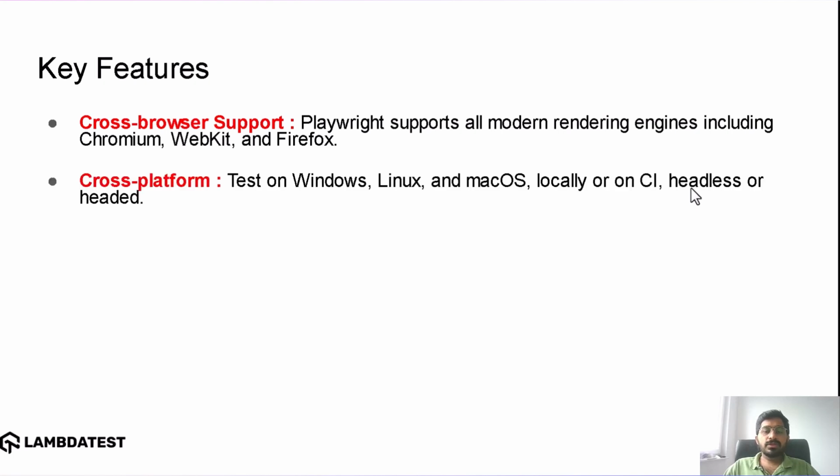Then the second most important key feature is cross-platform. By using Playwright, you can do the coding on a Windows machine, Linux machine or even a macOS machine. Also, Playwright can be installed very easily locally on your machine or even in your CI. Let's say you have Jenkins or GitHub Actions, be it any CI, Playwright will be able to accommodate it, and it can run the tests both in headless and headed manner.